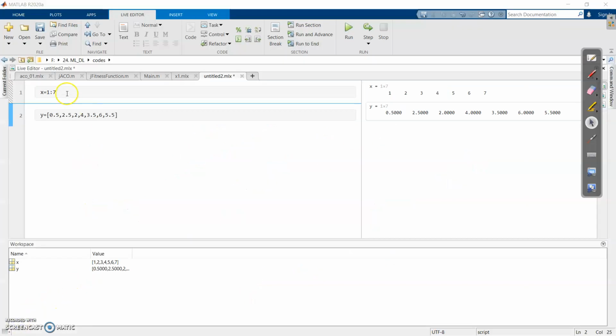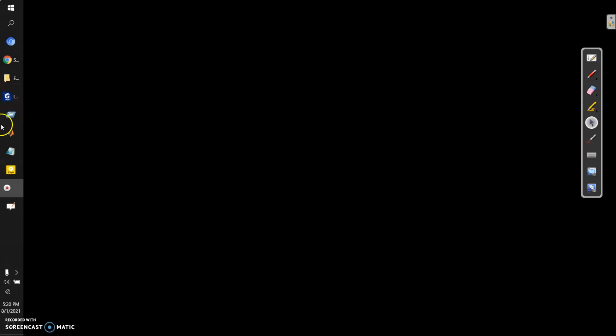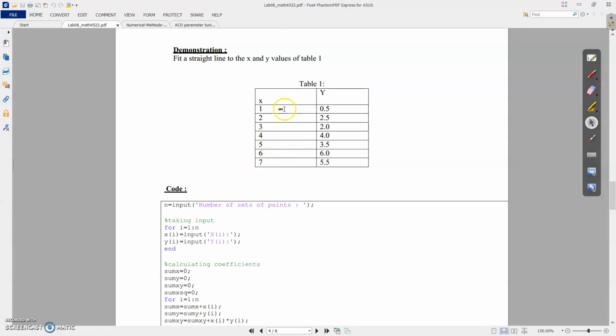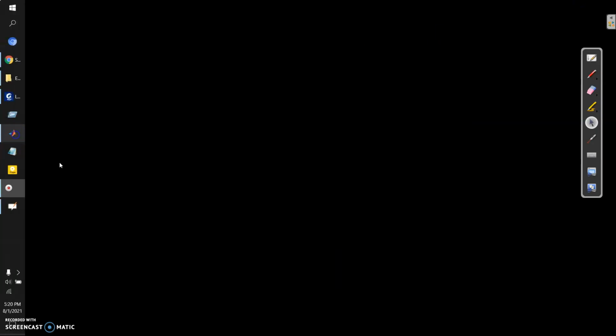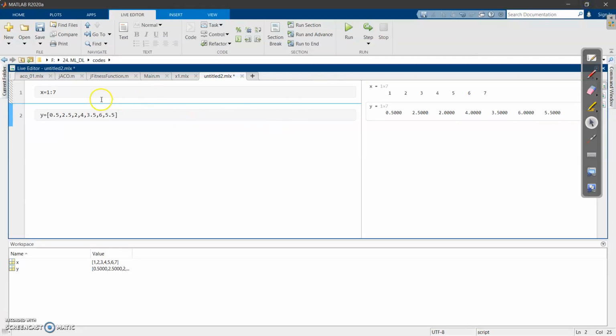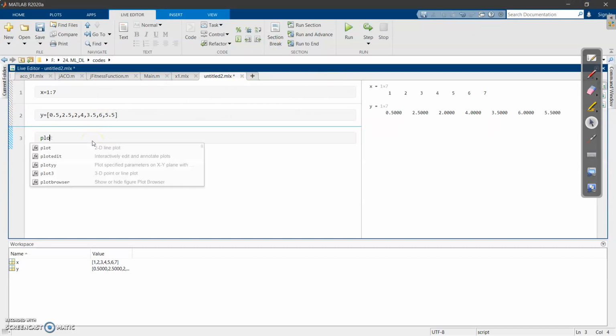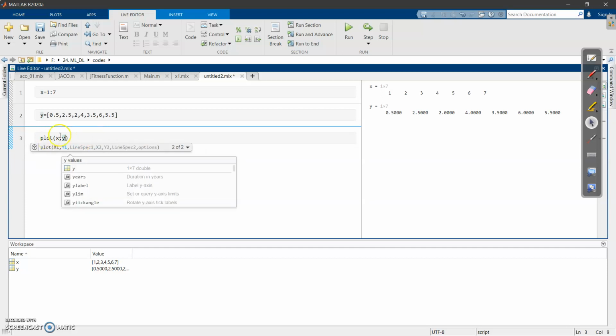Okay. So if you look at the example that is given here, these are the values of x, these are the corresponding values of y. So I have already the values here. Say for example, if I try to plot x comma y, what is it going to give?